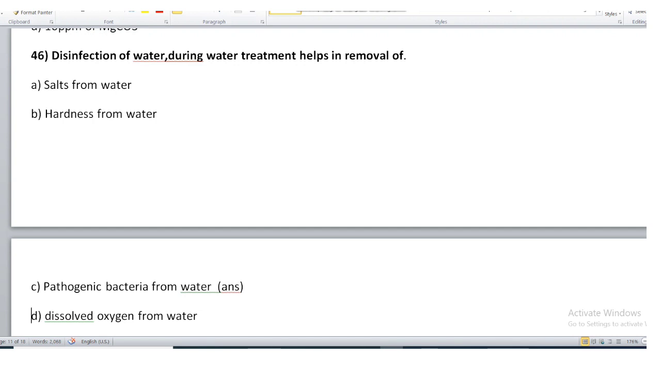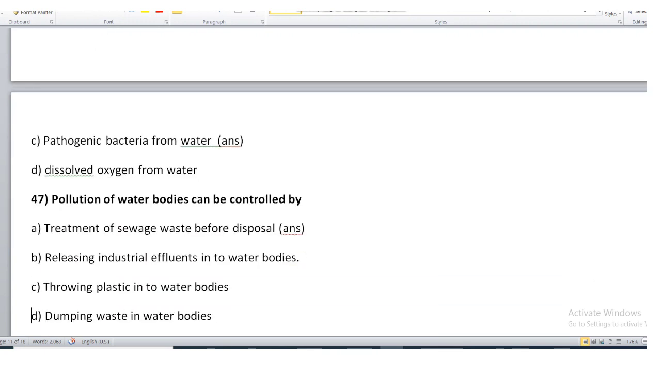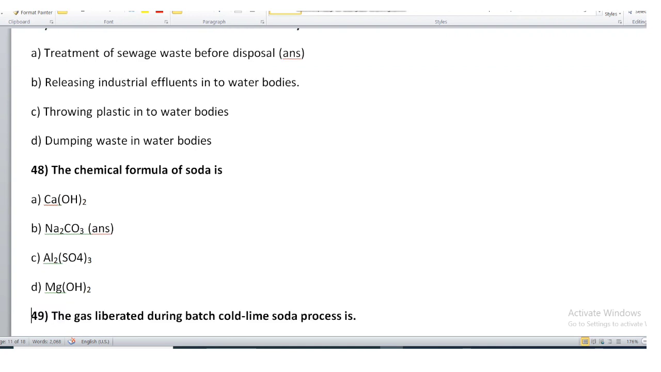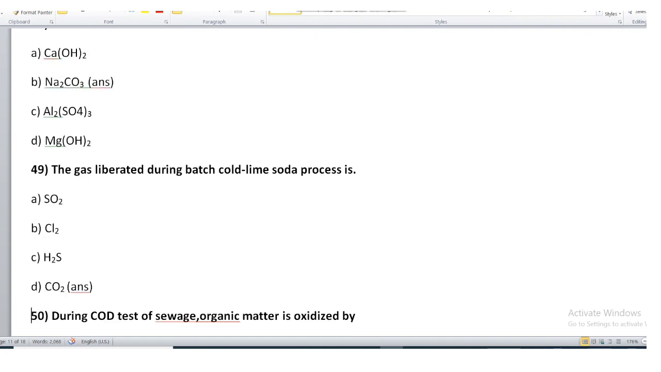Disinfection of water during water treatment helps in removal of pathogenic bacteria from water, so C is the correct answer. Pollution of water bodies can be removed by what? It is removed by treatment of sewage waste before disposal in water bodies. The chemical formula of soda is sodium carbonate, that is Na2CO3.